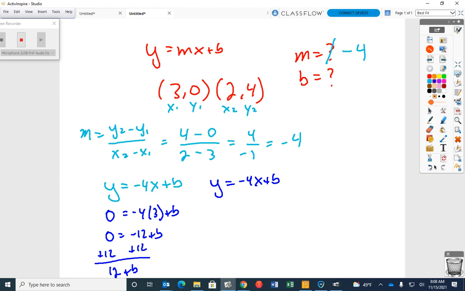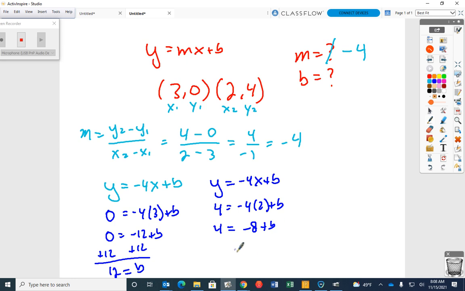Why did I put plus b? 12 equals b, right? Let's do the other one just to see if we get the same answer. Okay, if I did 2 and 4, I'm going to replace y with 4 equals -4 times 2 plus b. What is -4 times 2? Come on, you got to help me. -8 plus b.